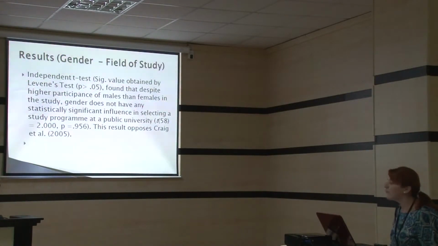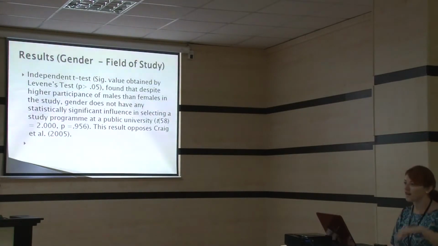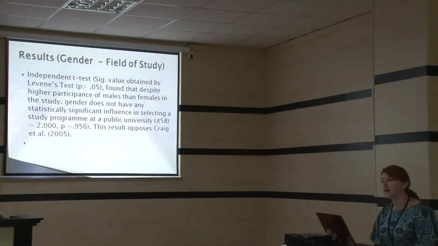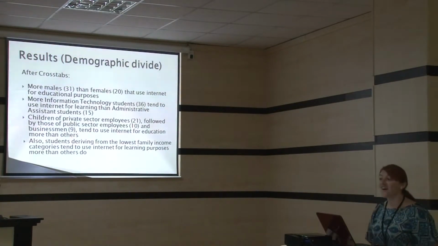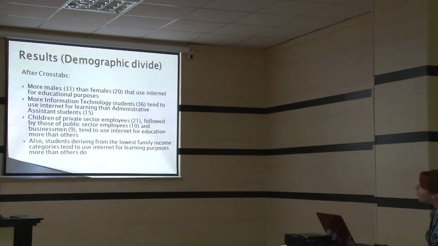For 58 degrees of freedom, which corresponds in the standard tables to a coefficient of 2.000, the probability is nearly 1, which is much greater than the threshold value, I mean. This result opposes Gregg et al., 2005. So after crosstabs, we have some other demographic divide that we want to share with you. More males, 31 to be more exact, than females, 20 of them, use the internet for educational purposes. More information technology students, 36 to be more precise, tend to use the internet for learning than administrative assistant students, who make up 15 of it.